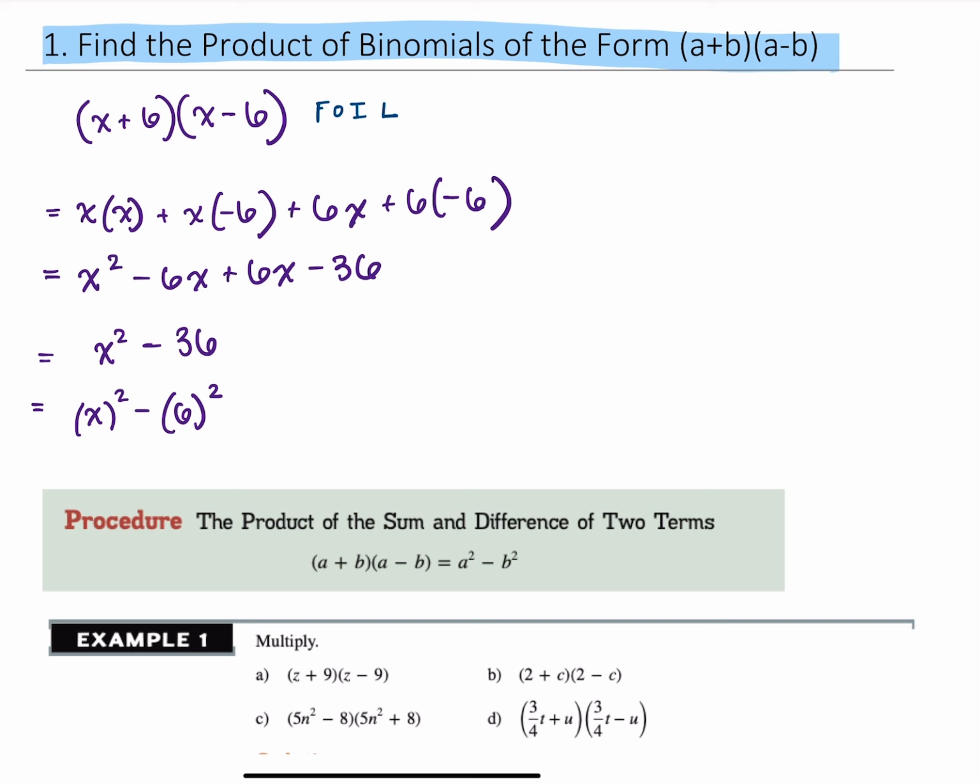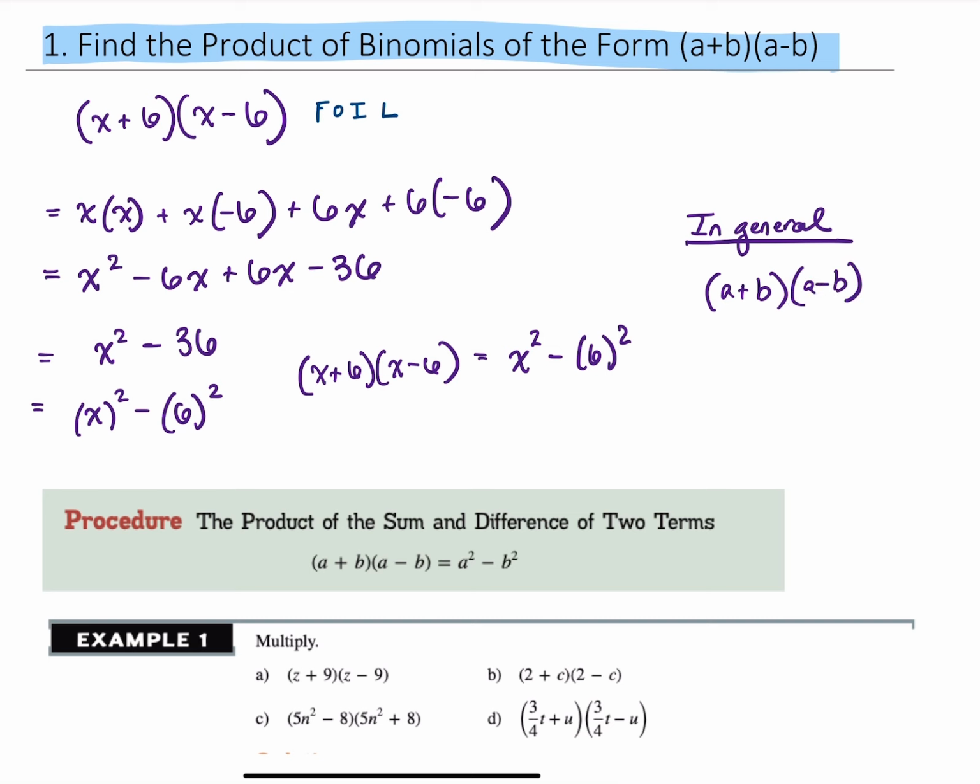So let's see the general pattern. If we have something like x plus 6 times x minus 6, we're saying this will be equal to the first term squared minus the second term squared. So we can say in general, something in the form a plus b times a minus b is equal to a squared minus b squared. So we get this difference of squares, to use that term.